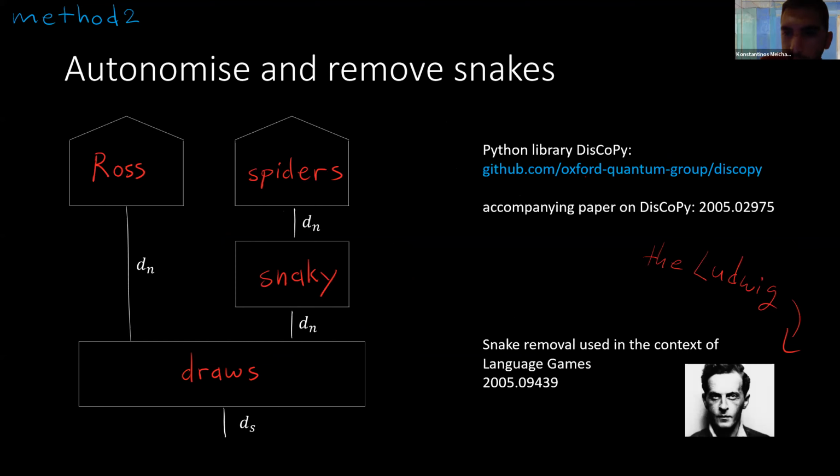So this can be done automatically after one is given a parsed sentence. And you can find code that does this in Python in this DisCoPy repo. And also there is an accompanying paper on this library, which is very extensive, and I think there's enough information for anyone interested to go and play around. And also, Alexis and Giovanni used it in the context of language games, where they try to use DisCoCat in the context of Wittgenstein's language games. So these are the tools that we're going to use.